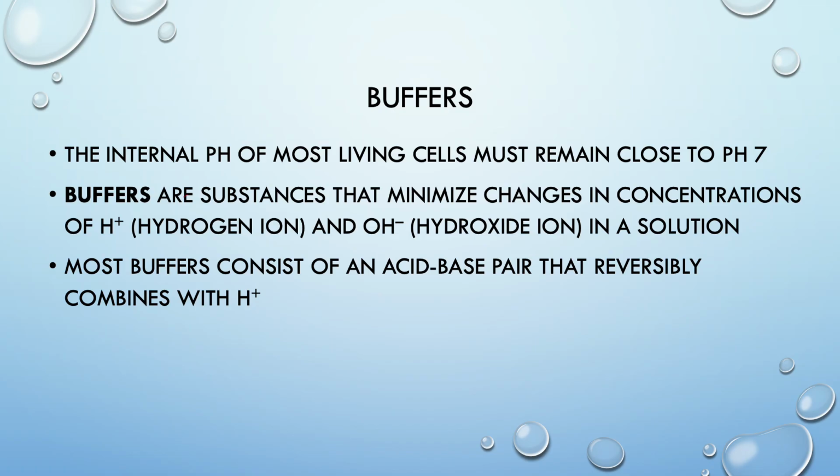We have buffer solutions. Buffer solutions try to maintain that pH value, that normal range of 7. Buffer substances are things that are going to minimize the change in hydrogen and hydroxide ions. So these are going to prevent us from getting extra hydrogen or extra hydroxides in solutions. Most buffers consist of an acid-base pair that reversibly combines with hydrogen.